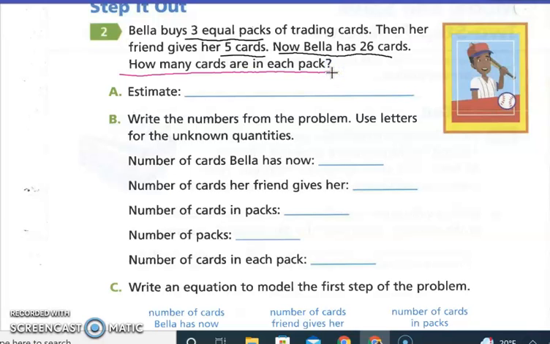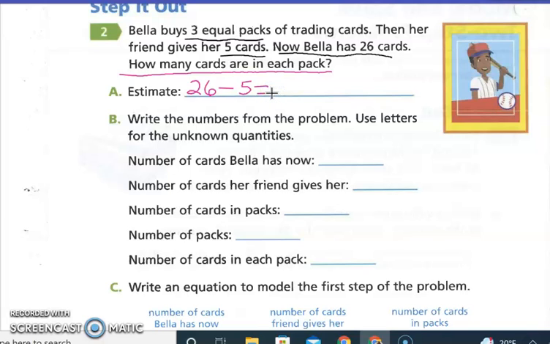But it says estimate. Okay, first of all, we've got to decide what we are going to do. Bella buys 3 equal packs of trading cards, then her friend gives her 5 cards. Minus. What are we going to minus? Now Bella has 26 cards. Okay? 26 minus 5. So we're going to write this here on our estimate, and then we're going to do our estimate.